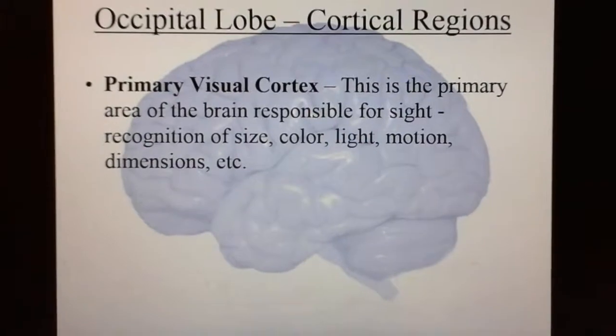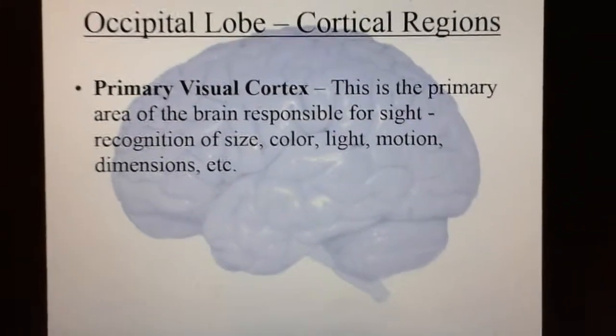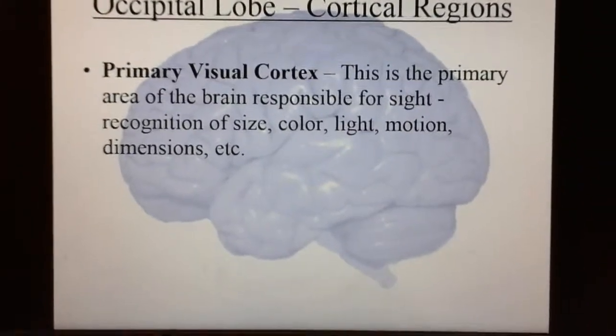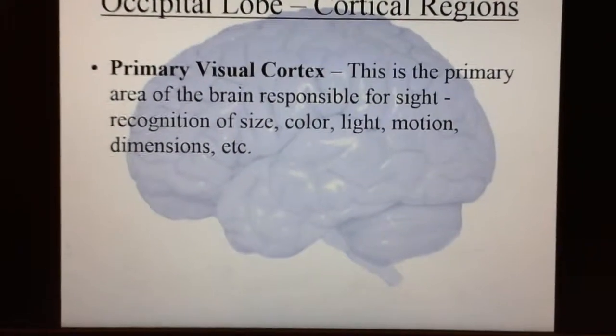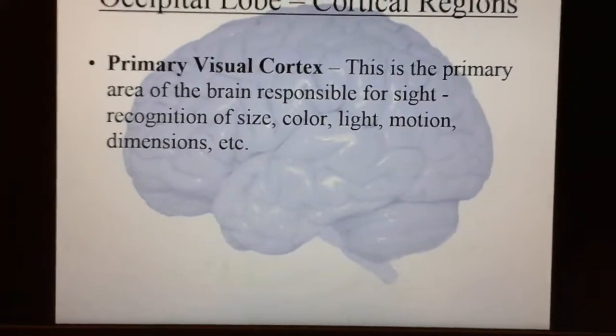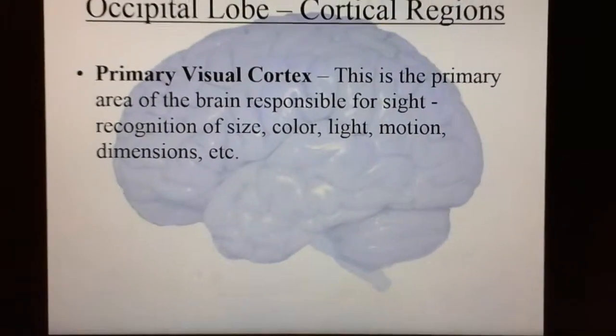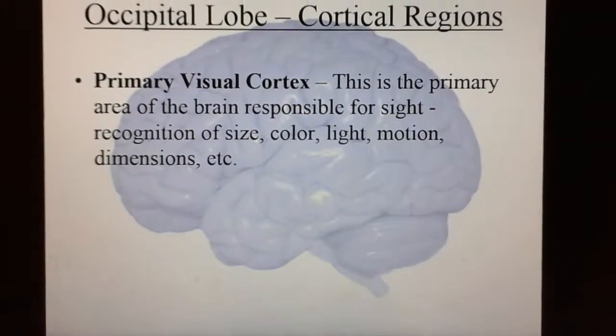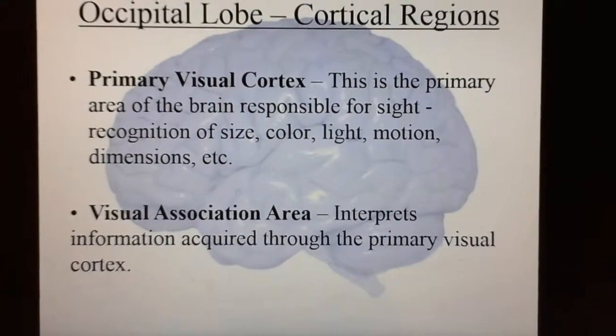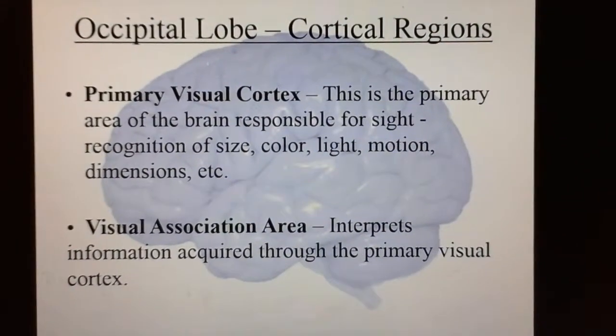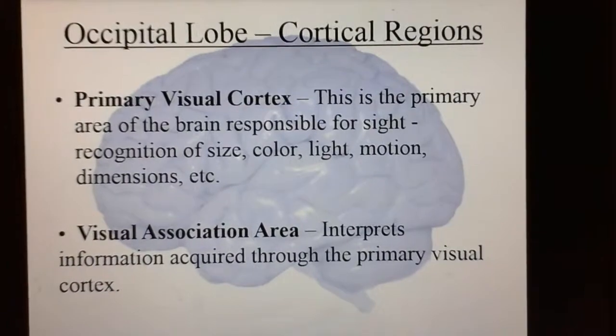Sometimes they have a hard time with color. We memorize color. We were taught that red is red. We were taught that blue is blue. But sometimes people who have this part of their brain damaged, they're looking at red, but their brain sees blue. Okay? Light, motion, dimensions, things of that nature. Okay? Do not worry about this part here. Just make sure you know the primary visual cortex.